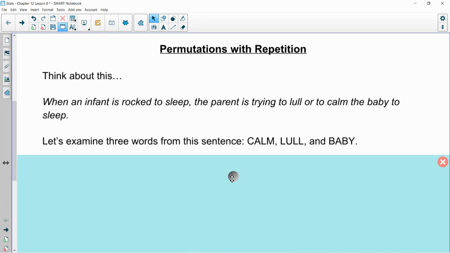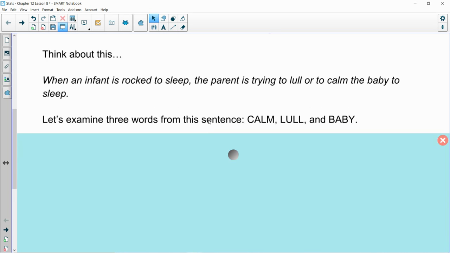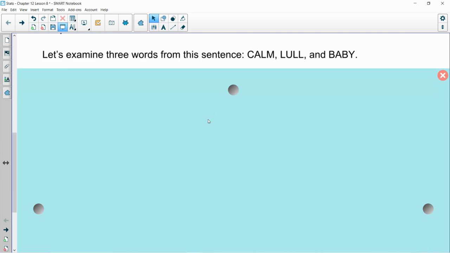So they're the same size with regards to how many letters there are. But we see that the word calm is 4 different letters, no repeats. The word lull has an L that repeats 3 times, and baby has a letter that repeats twice. So let's take a look at how we're going to handle this.